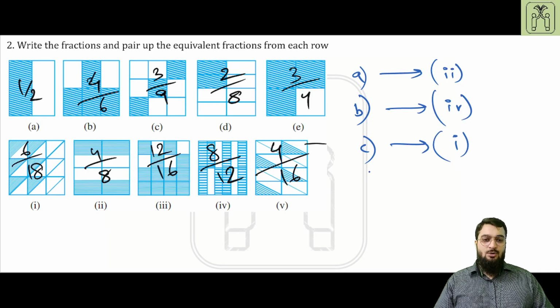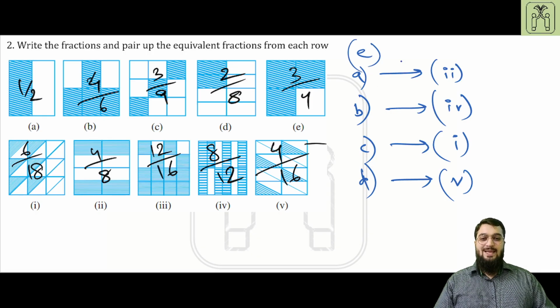If we look at 2 upon 8, it can be simplified to 1 upon 4, and that is represented in 4 upon 16 in the fifth figure. If we come to part E, I am writing it above at the top. E is 3 upon 4, and that is equal to 12 upon 16. If you take 4 as the common factor, 4 threes are 12 and 4 fours are 16.